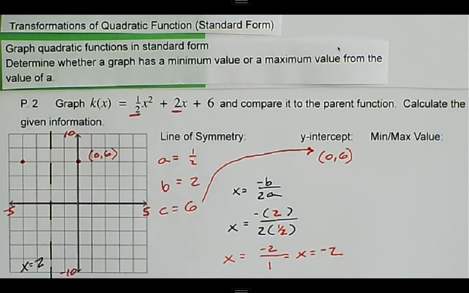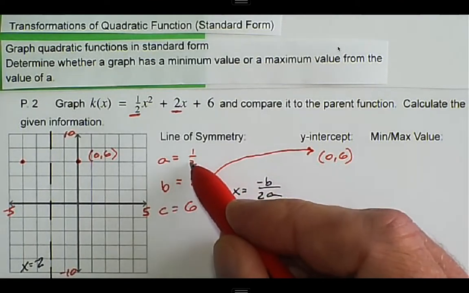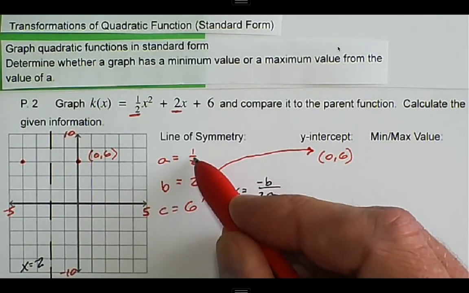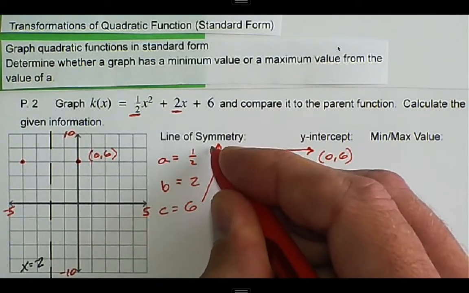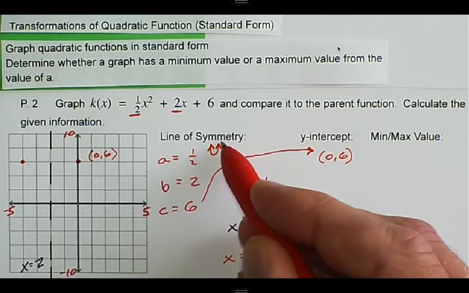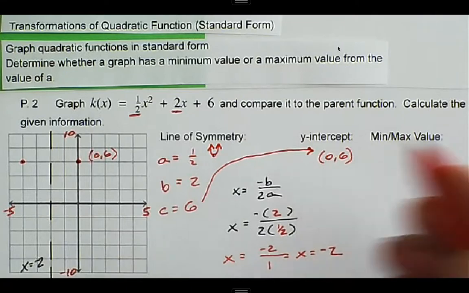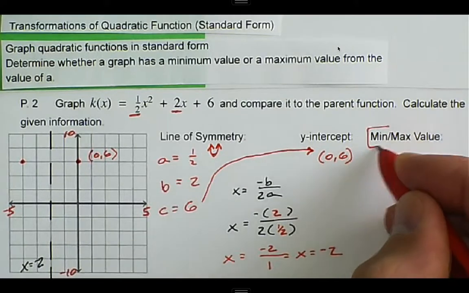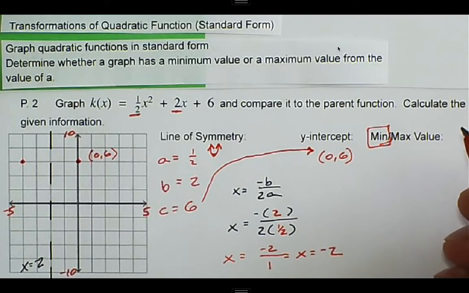The last thing I have to do is identify if I'm going to have a minimum or maximum and then calculate the vertex. In this case, the a value is 1/2. So that's positive. So I know that my parabola is going to open up like this. There's no top. These arrows go on forever. So that only means that there's a bottom, or there's a minimum value. So I am going to have a minimum value, and that's going to be the vertex.